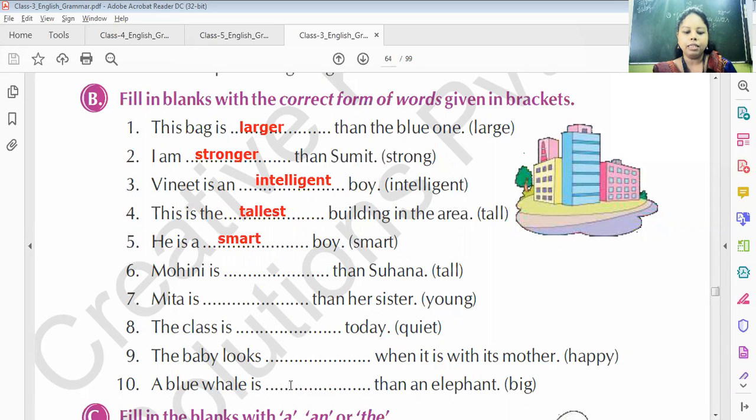A blue whale is biggest. Sorry, bigger than an elephant. Here we are talking about two. That's why. Now move to the next exercise.